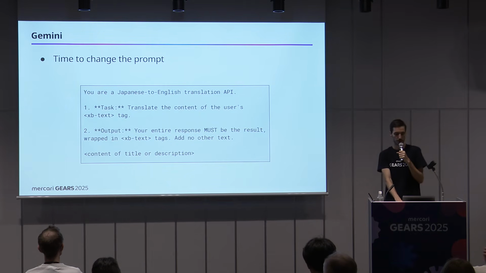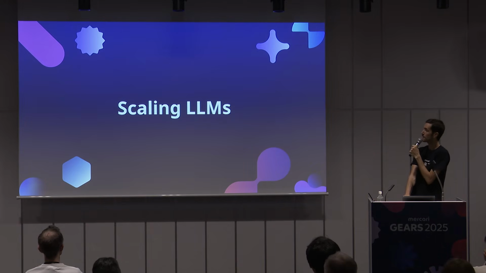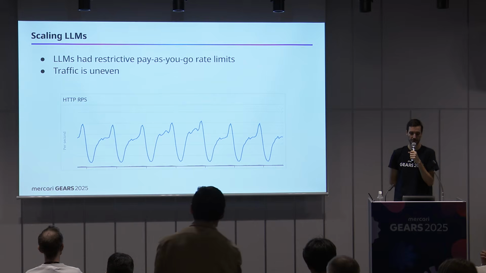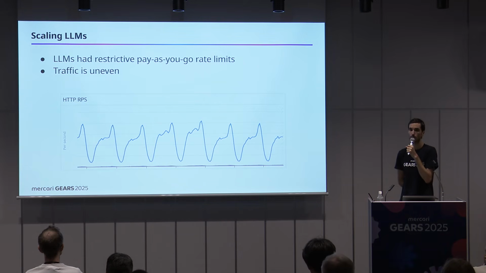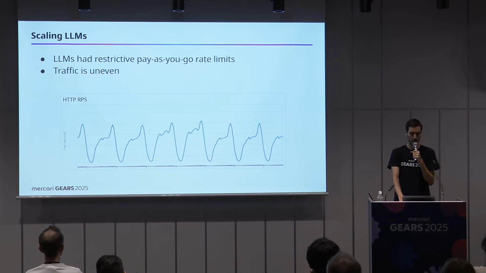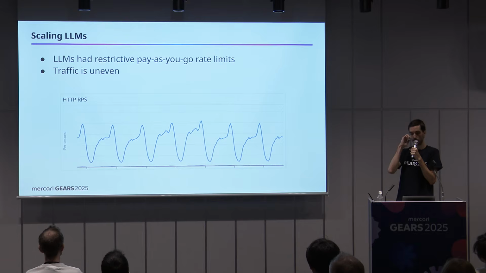And now I'm going to talk about how we scale LLMs. I said earlier, LLMs have restrictive pay-as-you-go rate limits, and with ChatGPT, it would not support our scale. So this is Mercari's traffic. You can see the valleys during the nights, fairly high traffic during the day, and peaks during the evenings. And ChatGPT would not support that.